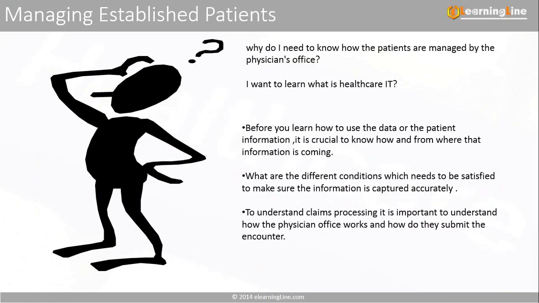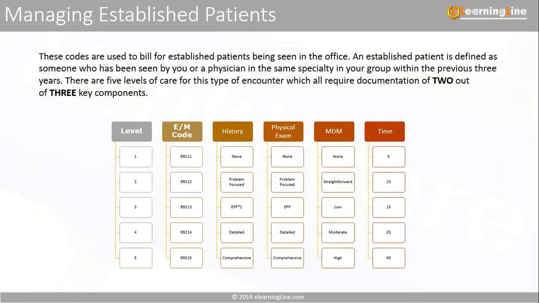Now let's talk about managing patients. These codes are used to bill for an established patient being seen in the office. An established patient is defined as somebody who has been seen by you or a physician in the same specialty in your group within the previous 3 years. So the time limit is 3 years. There are 5 levels of care for this type of encounter, which all require documentation of 2 out of 3.